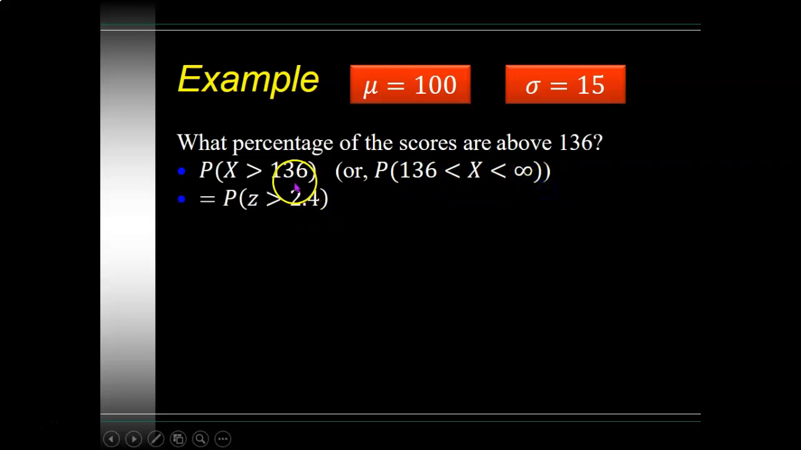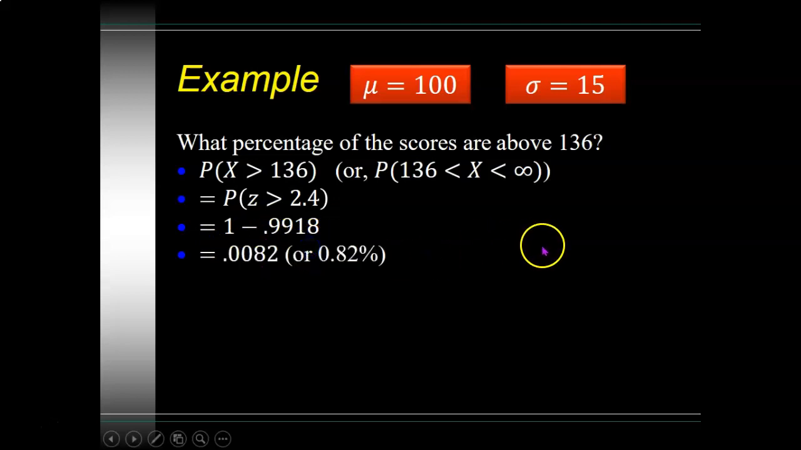So if you convert the 136 to a z-score, it turns out to be 2.4. So now we want P of z being greater than 2.4. So you look that up on the table, and then you have to subtract what you get from 1. 1 minus the number on the table, 0.9918, gives you 0.0082. So that's less than 1%. It's 0.82% of the scores that are above 136.